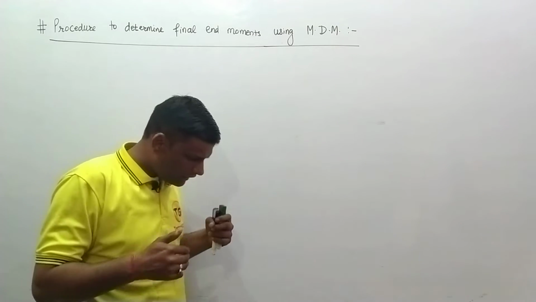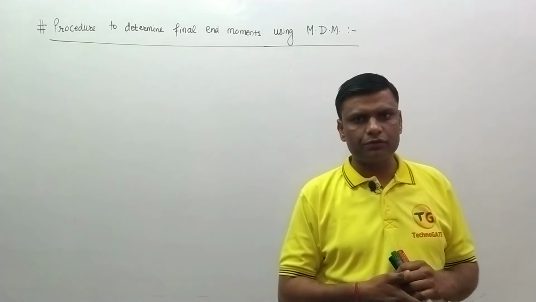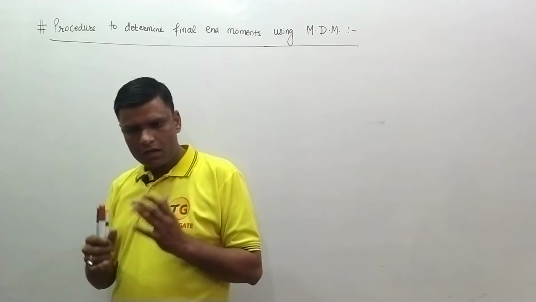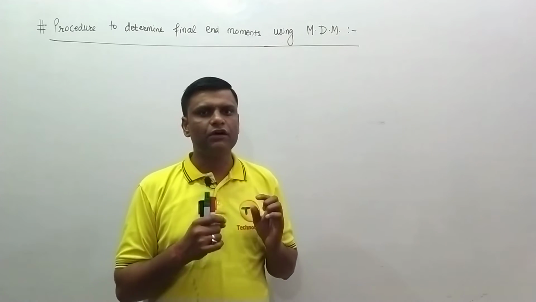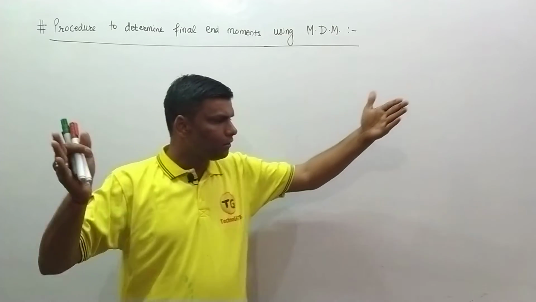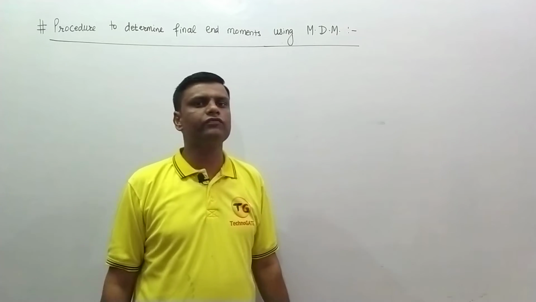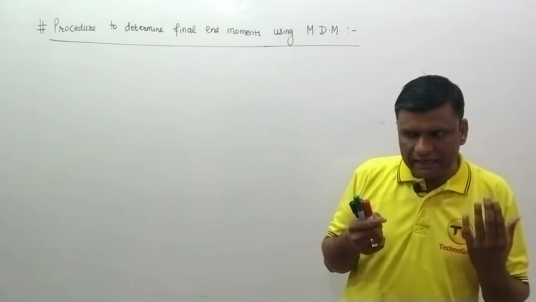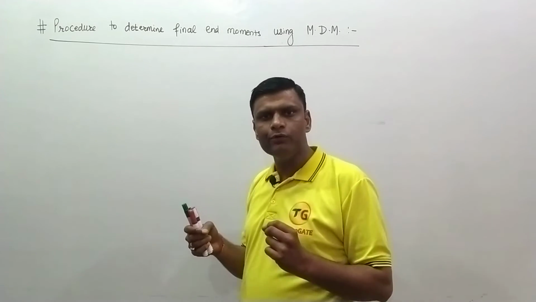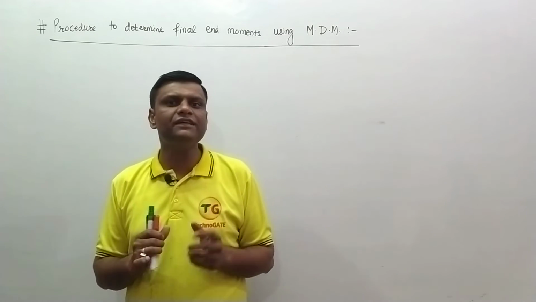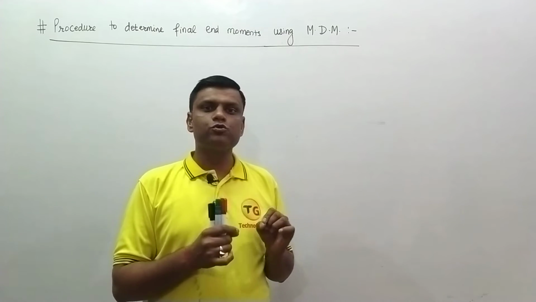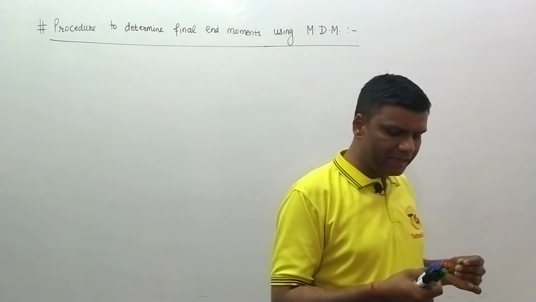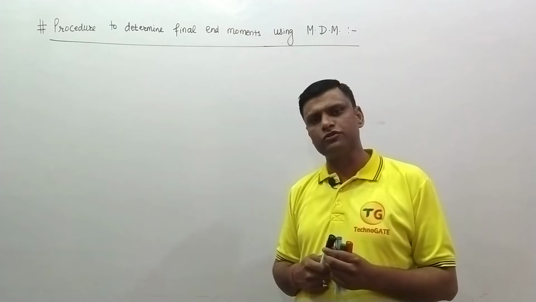So, my dear students, the stepwise procedure to calculate the final end moments using the moment distribution method is as follows. Our first step is to calculate the fixed end moments by assuming both the outer ends of the structure locked or restrained. The sign convention is clockwise positive, anti-clockwise negative. The second step: at a joint where more than two members meet, we have to calculate the distribution factor.